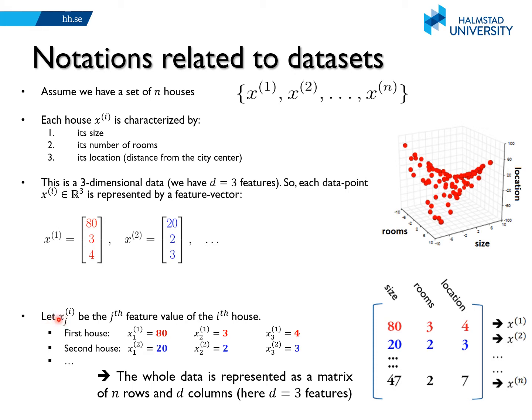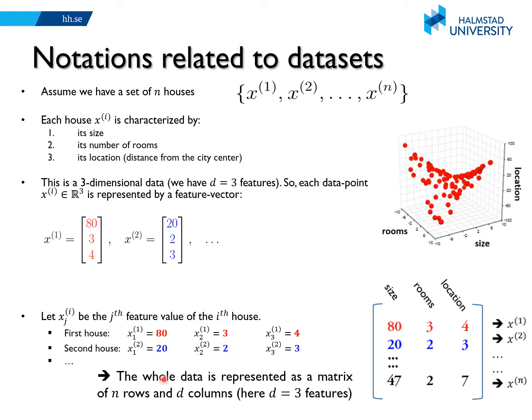We will use the notation xij, as in here, to refer to the jth feature of the ith house. So, for example, the first data point in our dataset, x1, corresponds to the first house. And it has three feature values, so x11, x12, and x13. The second data point has also three feature values, x21, x22, x23, and so on.